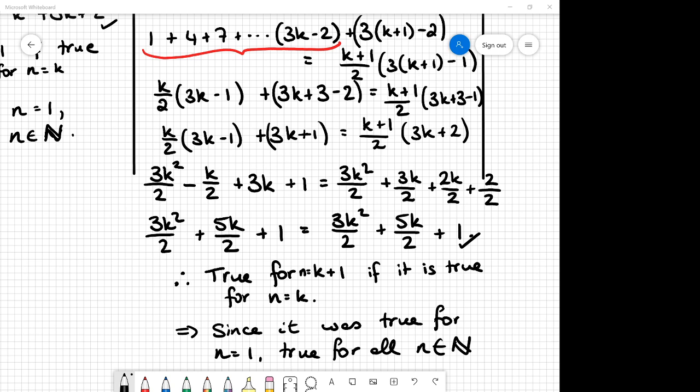And 5k over 2 on the left is that 3k is the same as 6k over 2, and we're subtracting k over 2 from that. So the 6 minus the 1 gives us the 5k over 2.